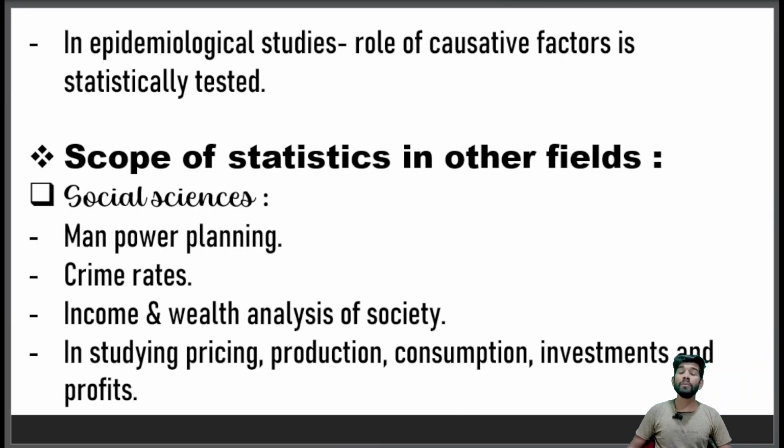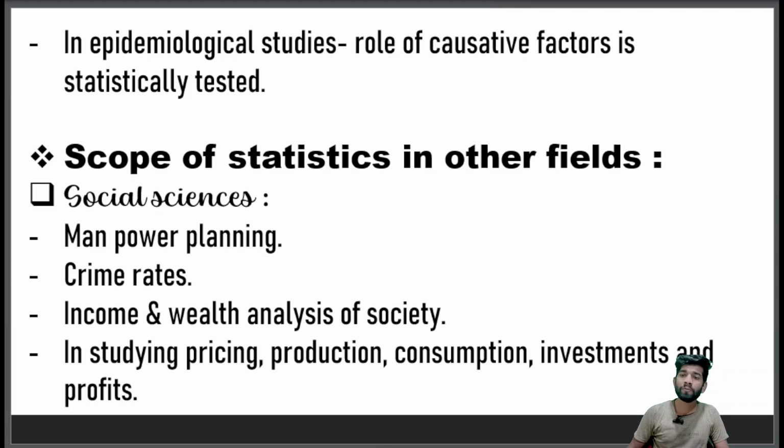Then in epidemiological studies, the role of causative factors is statistically tested. Now the scope of statistics in other fields. Here the scope of statistics in nursing ends, and next is the scope of statistics in fields other than nursing. First one is social sciences, where statistics is used for manpower planning and to measure crime rates. It's in numerical form, so statistics is there.